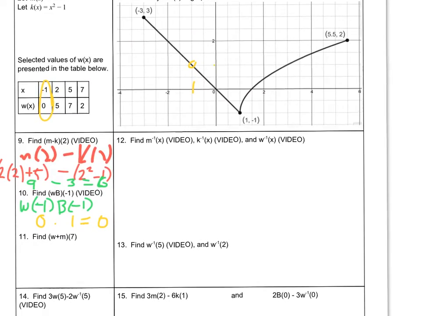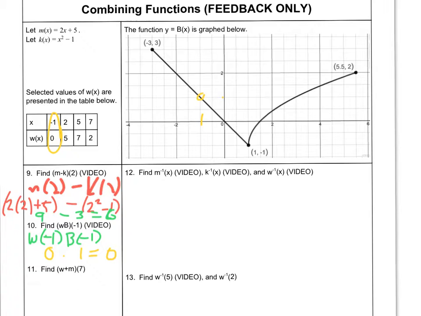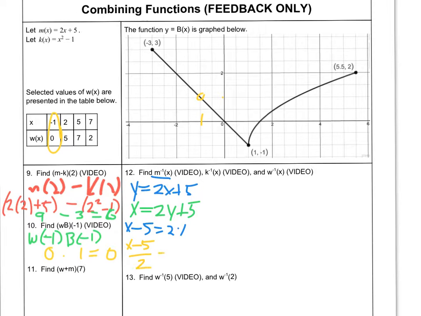I'll jump over to 12 next. This was an issue on the last spiral, so I wanted to give us a couple extra videos here. This means find m inverse of x. I'm going to start off with y is equal to 2x plus 5. I have to switch my x and y, so x equals 2y plus 5, and I've got to get y by itself. I'm going to subtract 5 from both sides, so x minus 5 is equal to 2y, and then divide by 2 to finally get x minus 5 over 2 is equal to y. That's for m inverse.